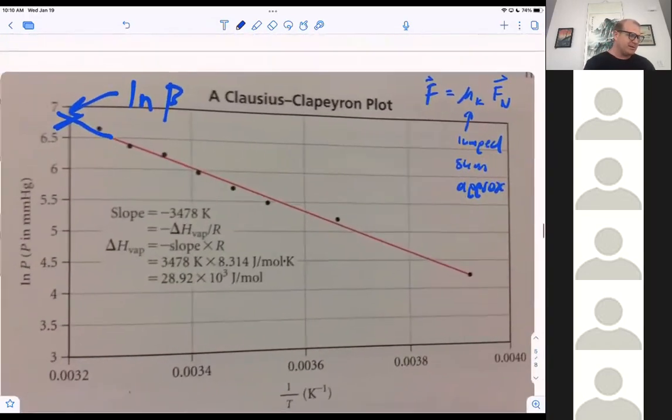If you look at this, here's a Clausius-Clapeyron plot. And notice it's not a straight line. I mean, it is a line, but it's not perfect. And that's one of the things about these semi-empirical models. They're not perfect, and there's a little bit of error associated with that.